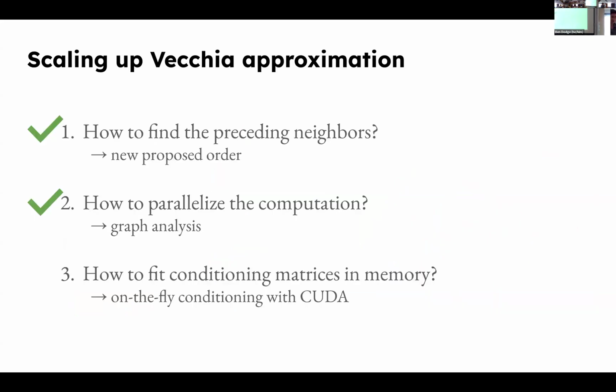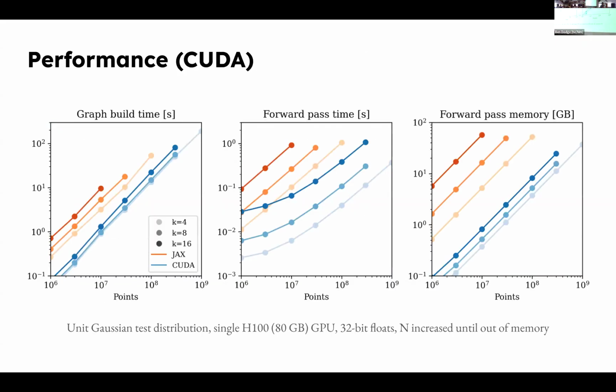Okay, so parallelization done. Last part, I don't want to go into a huge amount of detail, but how do we fit these conditioning matrices in memory? We implement this in JAX, which you may be familiar with, which is kind of NumPy-like. The thing that you need is a k by k conditioning matrix, where k is the number of neighbors, and you need that for every point. So naively, you need n times k squared. But you only need that conditioning matrix for a short amount of time in order to generate the next value, and then you can get rid of it. So that's what we do.